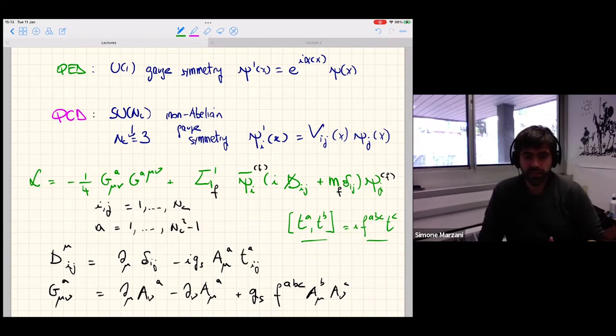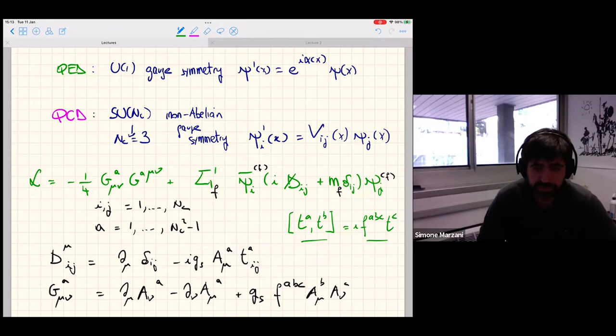One of the biggest differences compared to QED is that in QCD the gauge boson also carries the group charge, and this is reflected in the Feynman rules that you obtain once you quantize the theory.